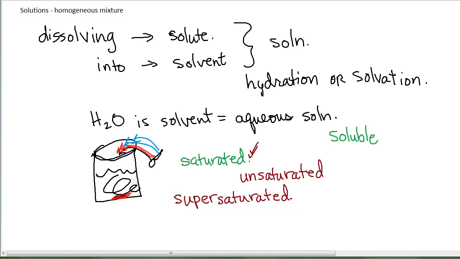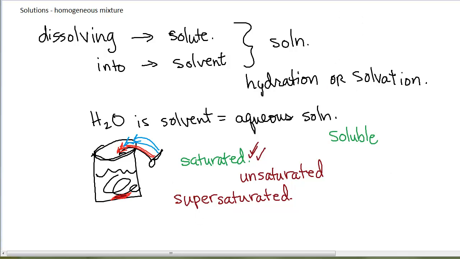I would manipulate it so that all of it would dissolve, even though at room temperature, for example, it's falling to the bottom. For example, I might heat it, and at the higher temperature, more of the solid might dissolve. And then if I slowly cooled it back down to room temperature, I could trick the solution under certain circumstances into keeping all of that solid dissolved. And so literally I have more solid dissolved than the saturated solution would say I could. And that's called supersaturated. But you have to actually try to supersaturate a solution.